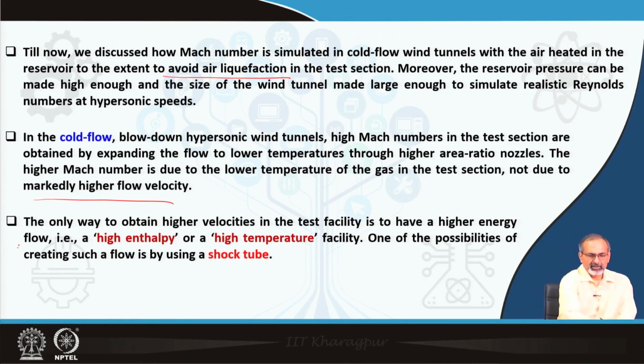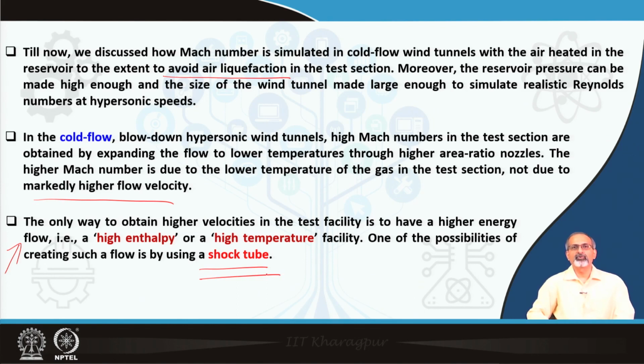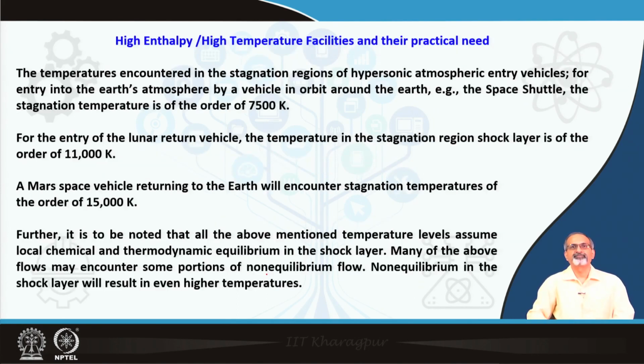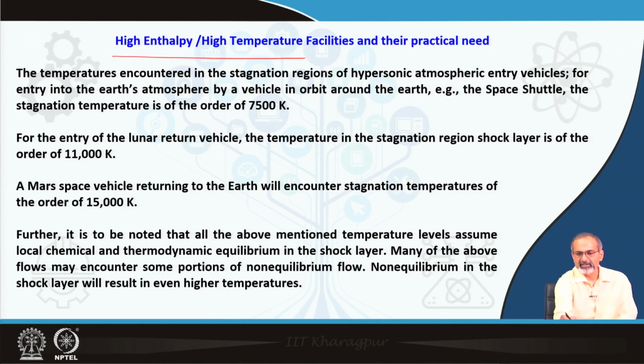we come to the conclusion that the only way to obtain higher velocities in the test facility is to have higher energy flow, that is to have more enthalpy dumped into the flow. So, we need high enthalpy or high temperature facilities, and one of the most popular and practical ways of doing it is through shock tubes. So, we come to the high enthalpy, high temperature facilities and their practical need, and we try discussing the basics of shock tubes, how they are relevant to us in this context.